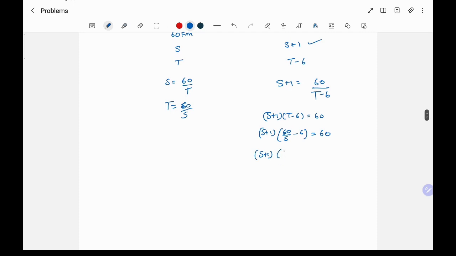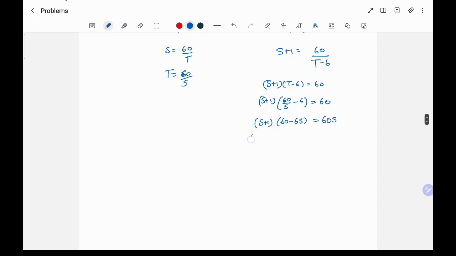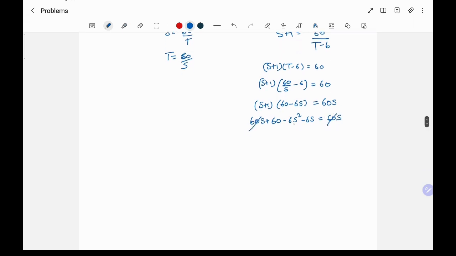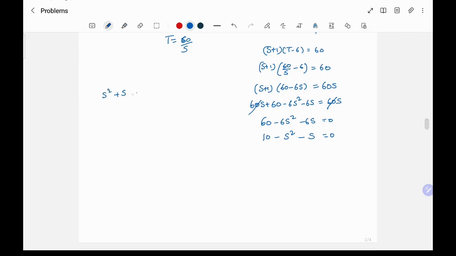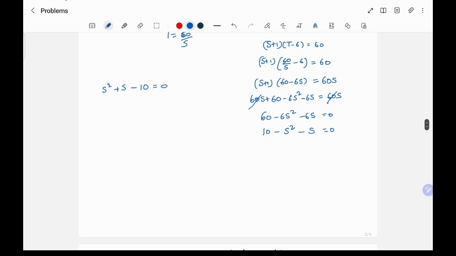So s plus 1 into 60 minus 6s, and s you can take that side. So it will be 60s plus 60 minus 6s square minus 6s is equal to 60s. So 60s cancel. We have 60 minus 6s square minus 6s equal to 0. 6 is common, so we have 10 minus s square minus s equal to 0. So you can write it as s square plus s minus 10 is equal to 0. So 10 and plus 1.